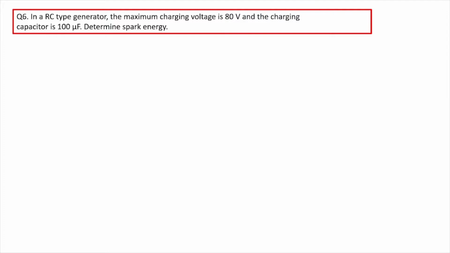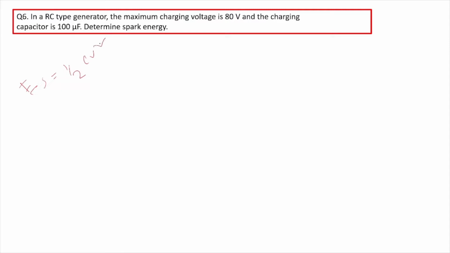Okay, moving to the next numerical. It's very simple. In an RC type generator, the maximum charging voltage is 80 volt and the charging capacitor is 100 microfarad. Determine the spark energy. So the spark energy equation we have seen. That's why I have told that this equation is very important to solve the numericals.